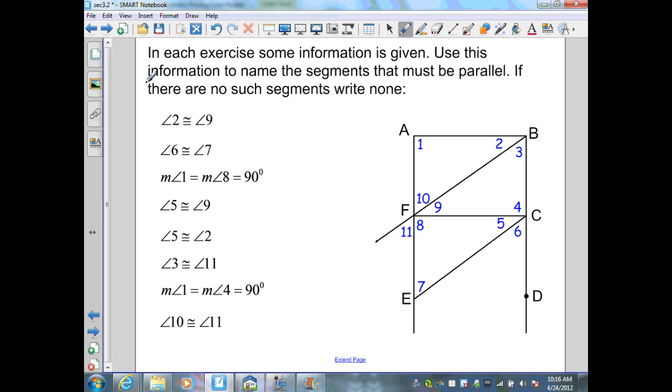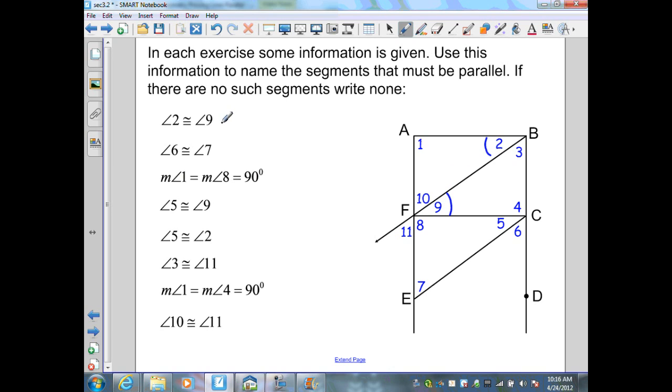In this example, in each exercise, some information is given. Use the information to name the segments that must be parallel. If there are no such segments, write none. Here I'm given angle 2 and angle 9. The first thing I need to do is to determine if there is a transversal. And in this case, it's the segment that helps form both those angles. FB is my transversal. That makes these two angles alternate interior angles.